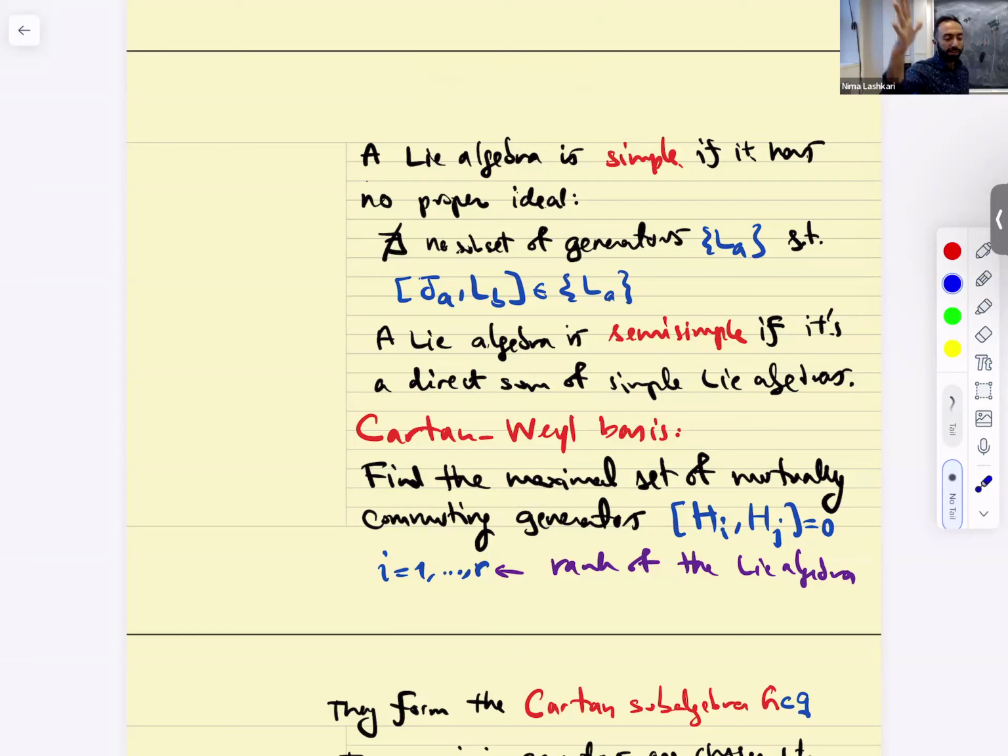Now, in whatever number of minutes we have left, all I want to tell you guys is something you've seen over and over again, and you will see over and over again until eternity, as long as you do physics. This Cartan-Weyl basis. The way we're going to construct a representation theory of some sort of non-abelian algebra is, first step, always find a maximal set of mutually commuting generators.